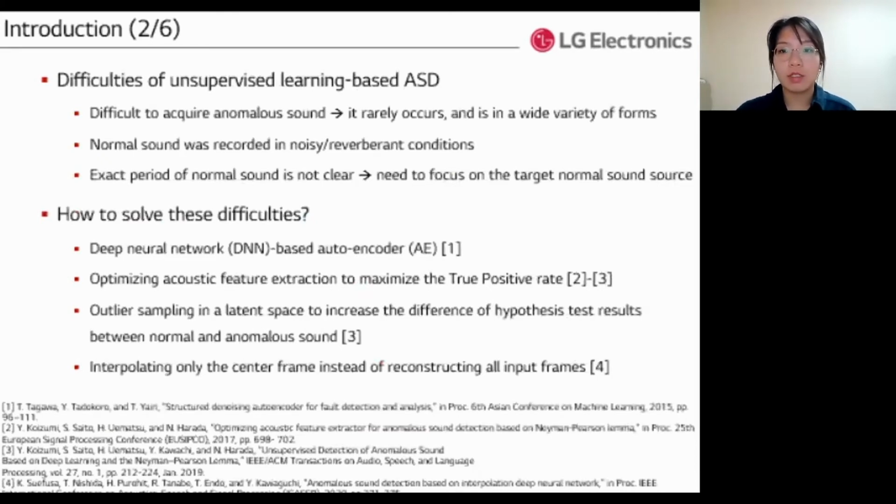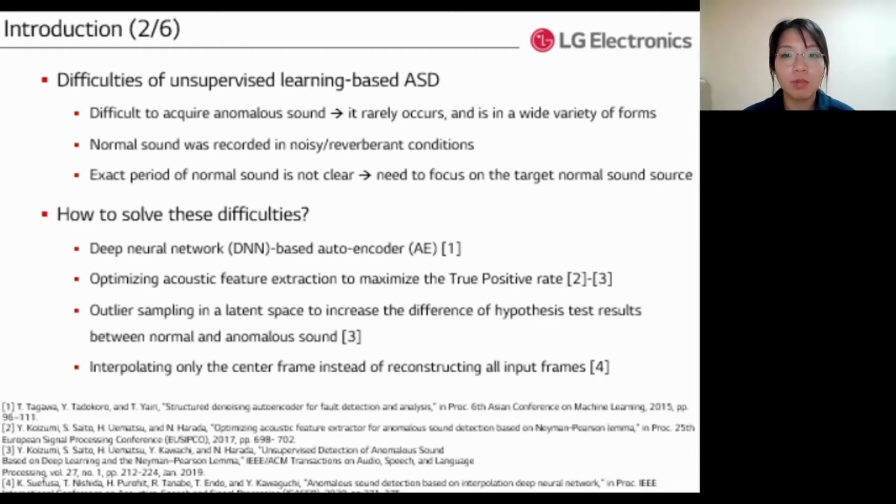ASD in the unsupervised learning scenario is more difficult because anomalous sounds rarely occur compared to normal sounds and come in a wide variety of forms. Also, since sounds that are supposed to be normal are usually recorded in noisy or reverberant conditions, even normal sound data can include bits of noisy patterns. Another problem is that the exact period of the occurrence or existence of normal sound is not provided, so we might need a strategy that focuses on only the target normal sound source.